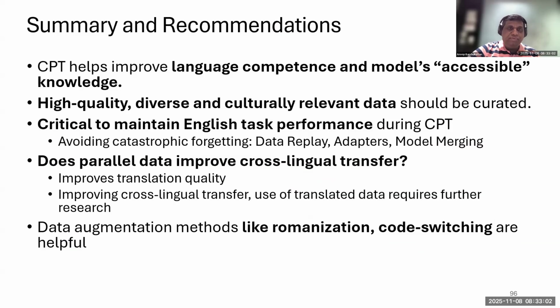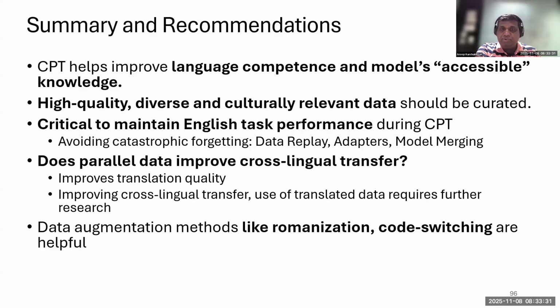So with that, we are at the end of this section of the tutorial, where we looked at continual pre-training. What we see is that continual pre-training can improve language competence and the model's so-called accessible knowledge. We should have high quality, diverse, and culturally relevant data. It is critical to maintain English task performance.